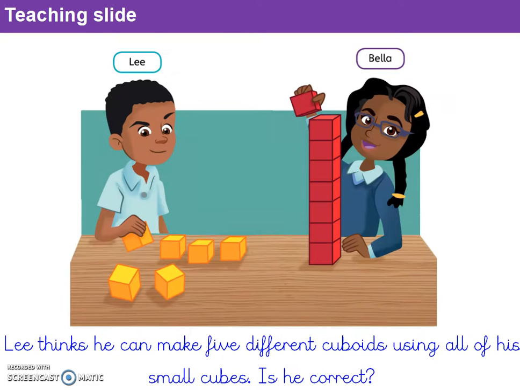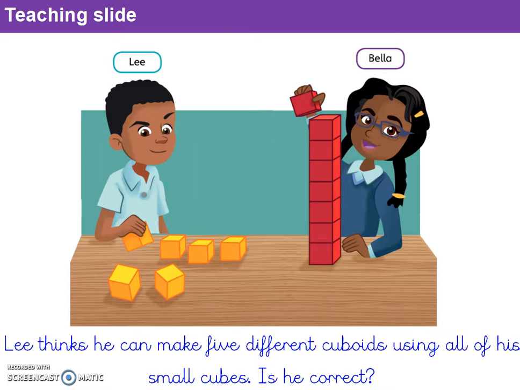So let's move on to question 1B. And in this one we're asked, Lee thinks he can make 5 different cuboids using all of his small cubes. Is he correct? Now we realise that a cube has 6 square faces. A cuboid has 6 faces as well, but these could be rectangles or squares.